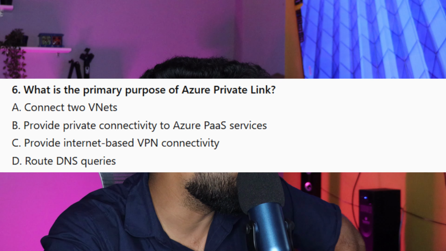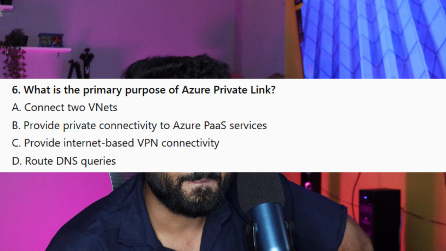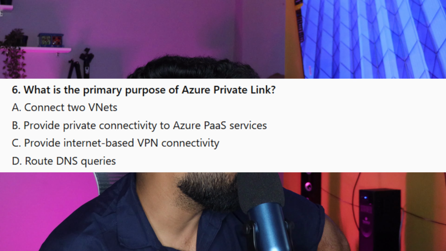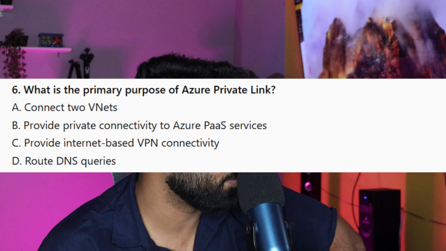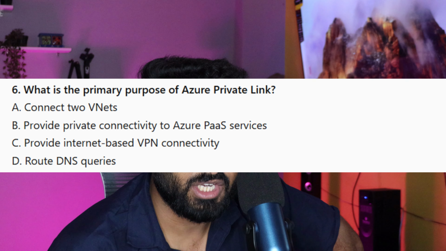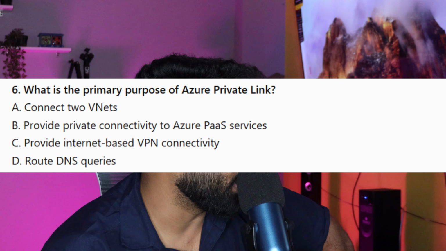Let's go for question number six. What is the primary purpose of Azure Private Link? Option A, connect virtual networks. Option B, provide private connectivity to Azure PaaS services. Option C, provide internet-based VPN connectivity. Option D, route DNS queries.